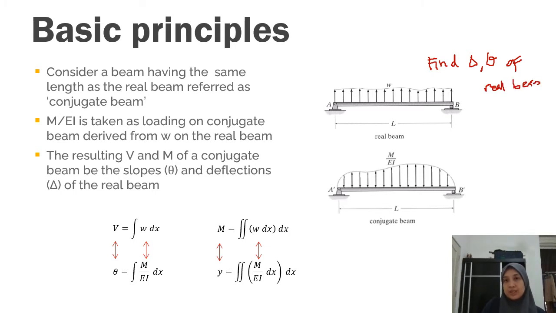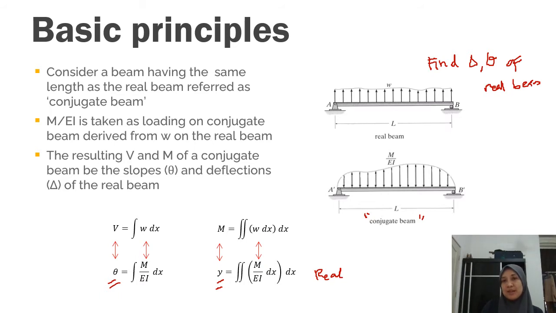Okay, so this is your real beam. Your objective is to find the slope and also the deflection. What you are going to do in this method is create an imaginary beam, which we call our conjugate beam. It's the same beam. The only difference is the loading and the support. Later I will show you.